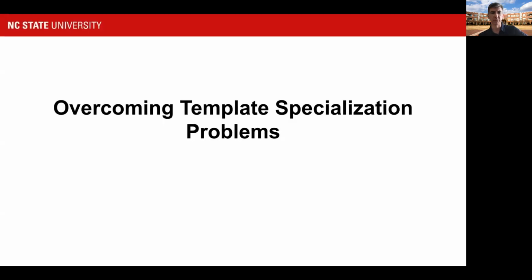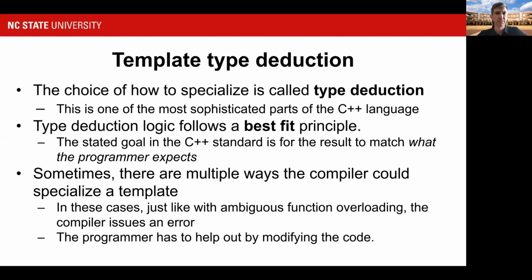In this video, we're going to talk about how to overcome some template specialization problems and what problems you might face. So this idea of the compiler looking at your template pattern and then how you're using it in the code and figuring out the right way to specialize the template, that's called type deduction. And this is one of the most sophisticated parts of the C++ language.